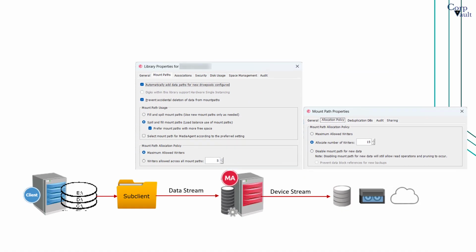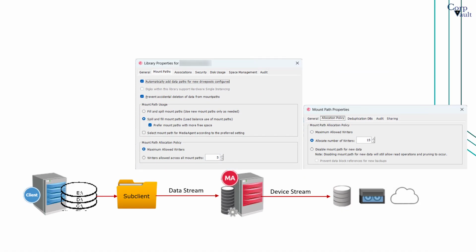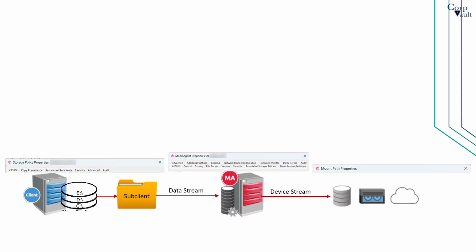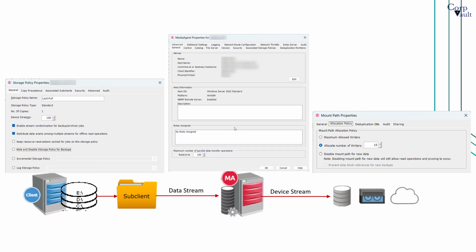Disk library level. On the disk library, the total number of mount path writers across all mount paths determines the maximum device streams. Tape library level. On the tape library, one device stream per drive, unless multiplexing is enabled. The lowest configured stream value across all components, MediaAgent, storage policy, and library, determines the maximum number of concurrent streams.